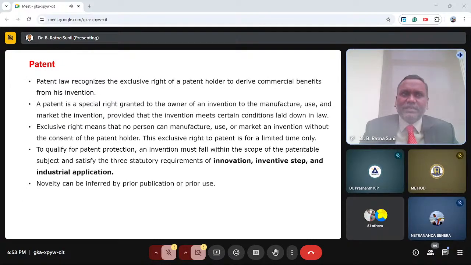And when it comes to patents, a patent recognizes the exclusive rights of the patent holder to derive commercial benefits from his invention. It should be some invention. That's why in patent applications, the examiners look for innovation and application. So it should be innovative, some kind of invention, a new thing. I have some idea, I want to patent. No, you should have some application also. So there should be an inventive step, and it should have application also. Then only we can patent.